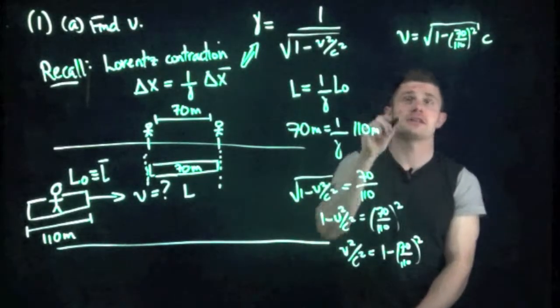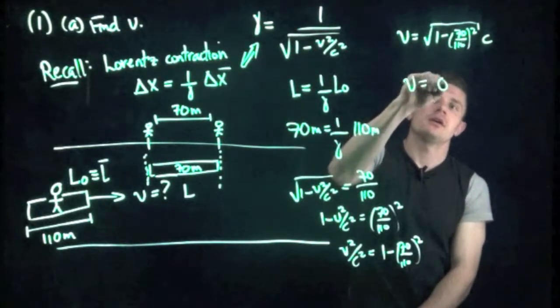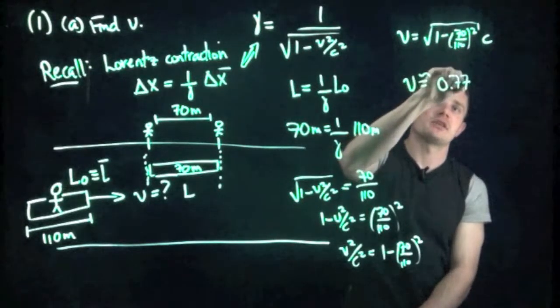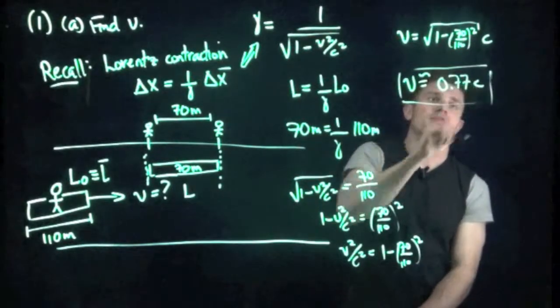That'll be our velocity. And you can put that in your calculator, and I found that it was approximately 0.77 the speed of light.